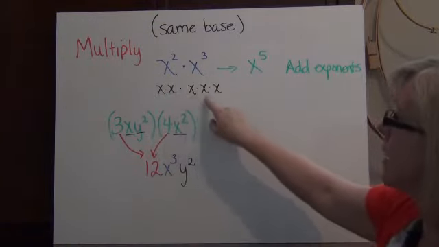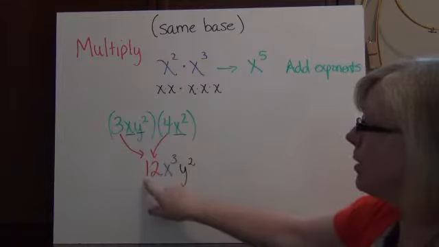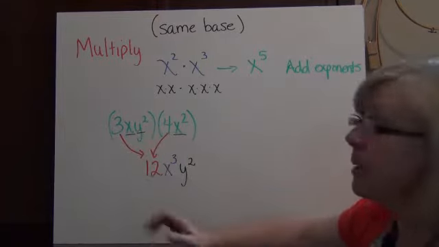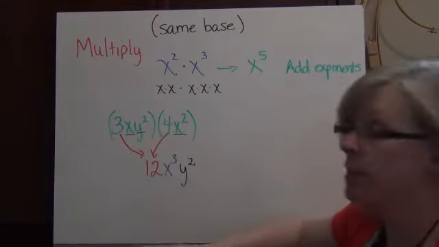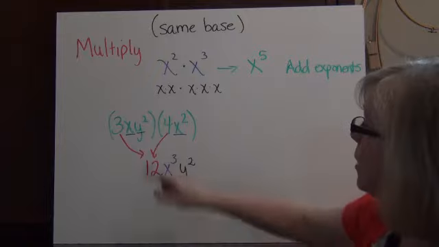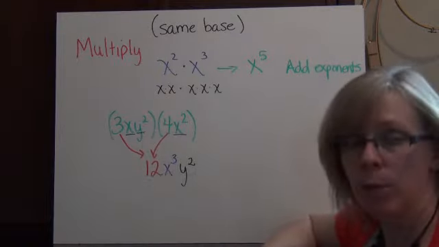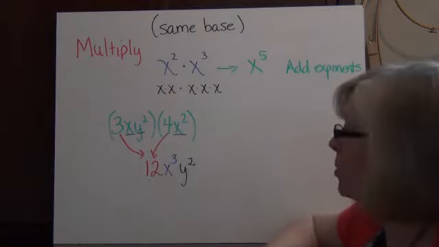3xy squared times 4x squared. Well, I have numbers, so first thing I do is pull the numbers down and multiply them together. 3 times 4 is 12. Now I'm going to look at the x's. I have 2 x's here and 1 x here, so I have x to the 3rd power. And here I have a y squared and nothing else, so it stayed y squared. That's how I'm going to multiply different powers together. Notice I didn't combine the x and the y and make that to the 5th. They have different bases. I'm only going to combine the exponents when they have the same base.